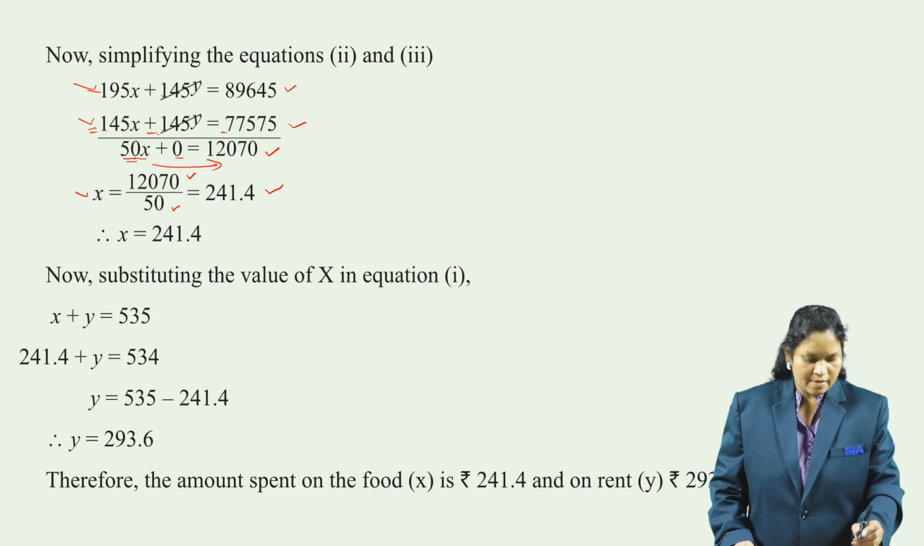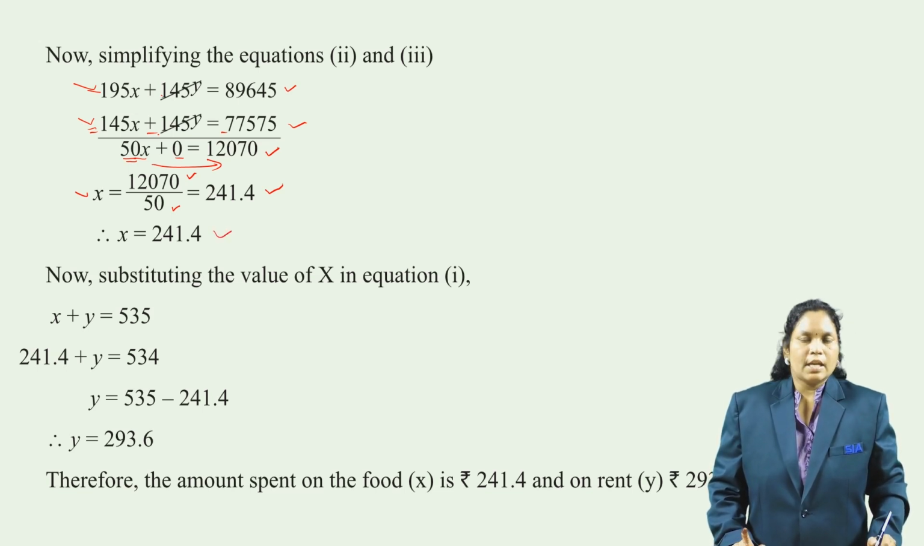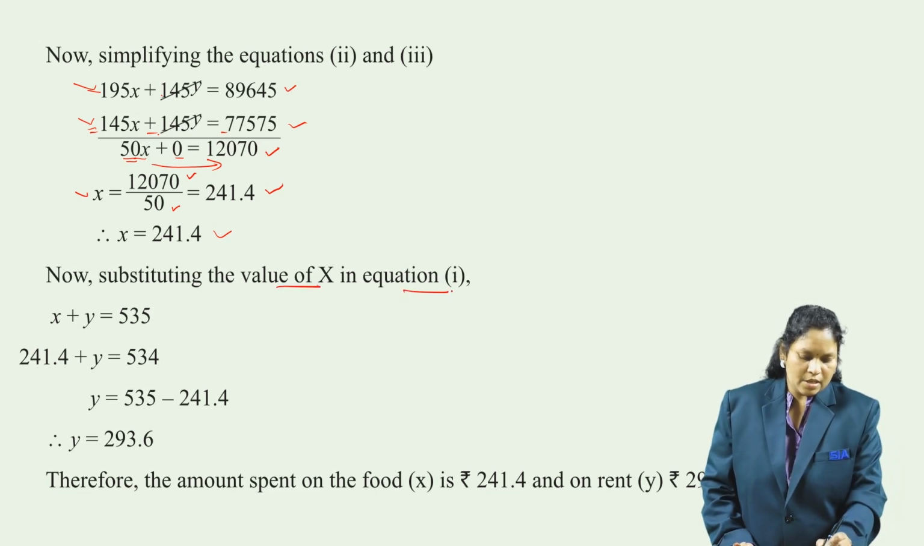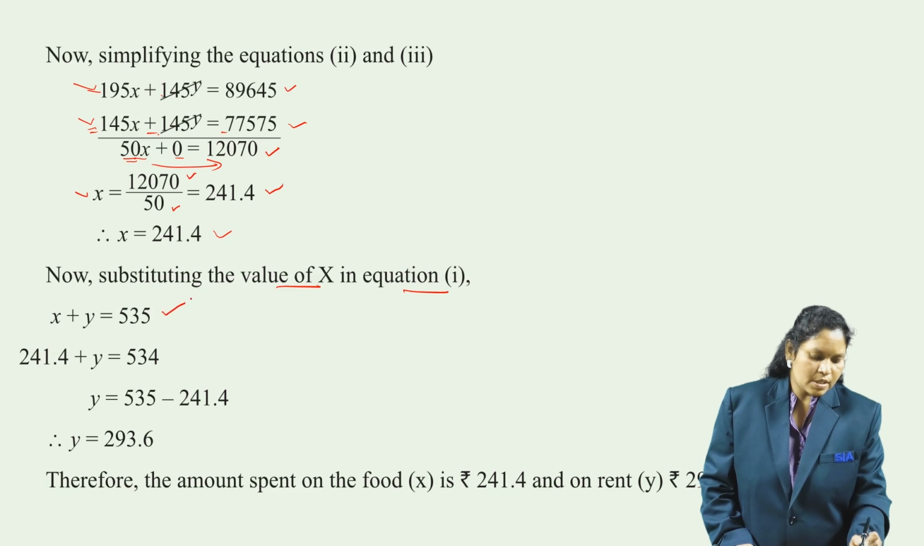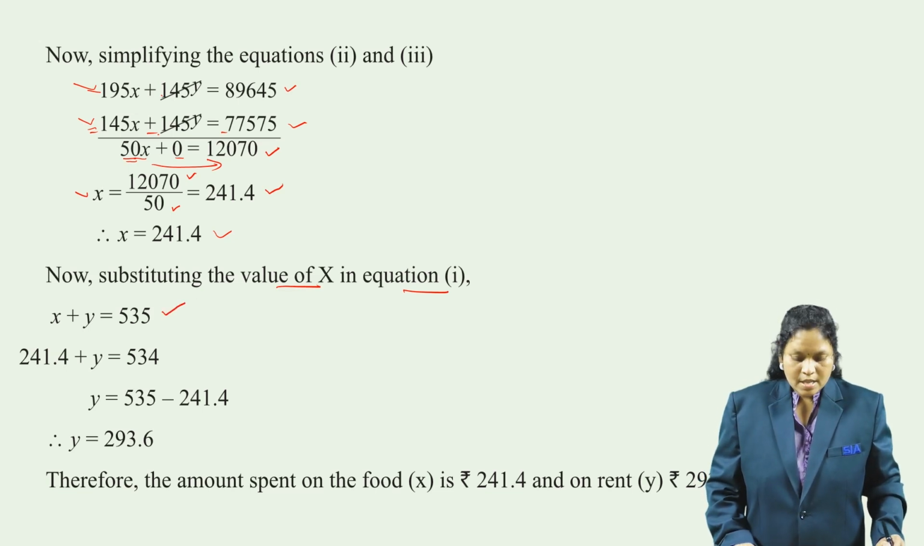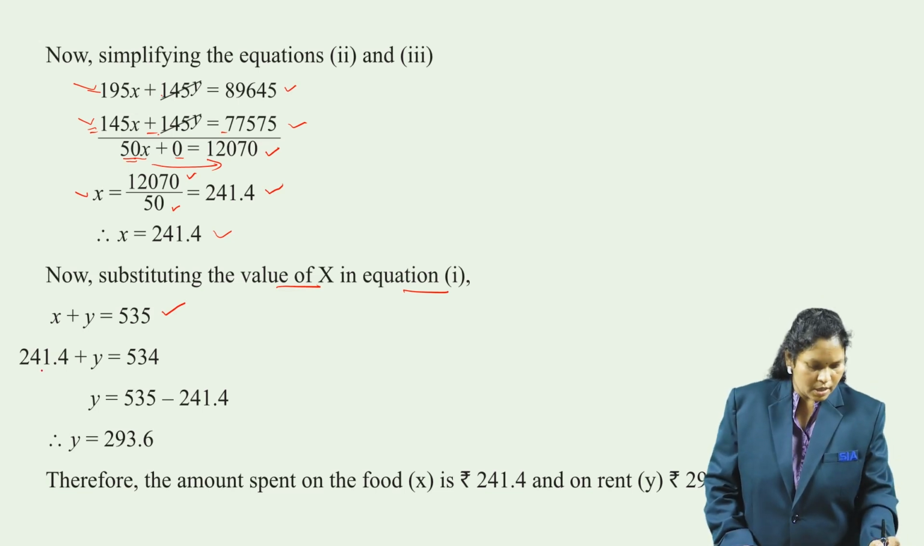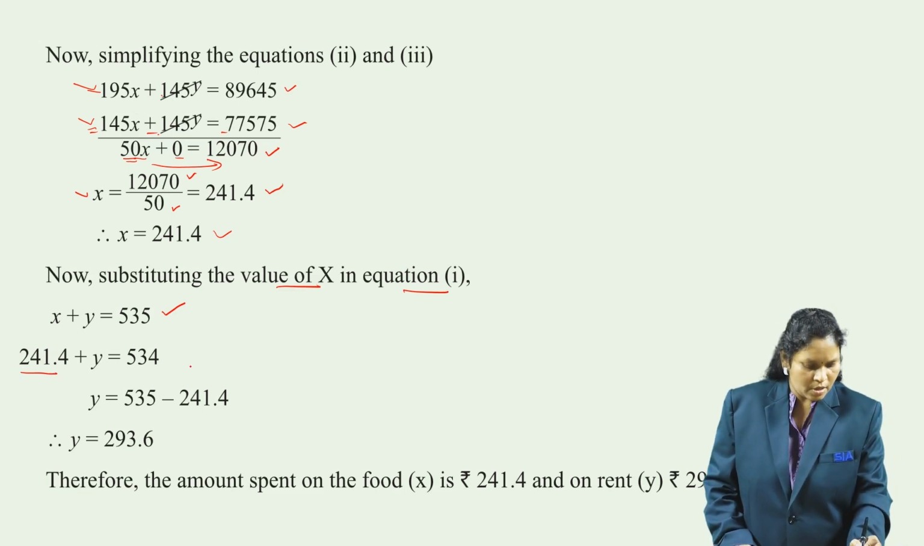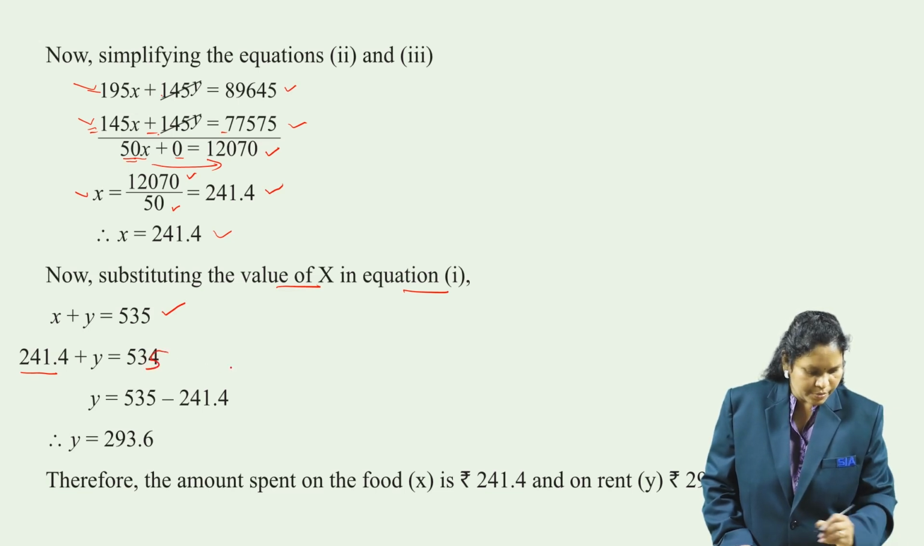So, how to do that? You can take this x value and substitute it in equation 1 or 2 so that you can get your y value. So, what I am doing is substituting this x value in equation 1. What is equation 1 we have? x plus y is equal to 535, right? In that, substitute the x value. So, x I have got as 241.4, right? So, 241.4 plus y is equal to 535.